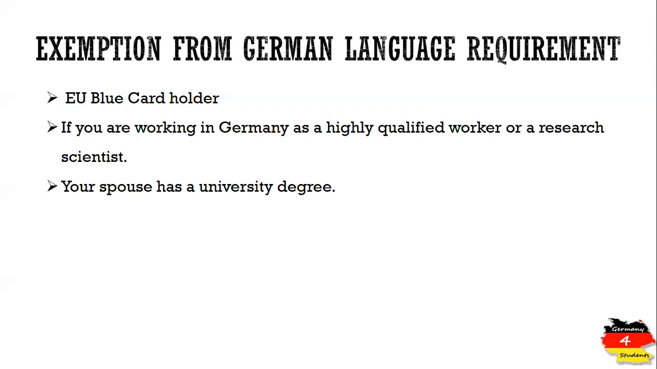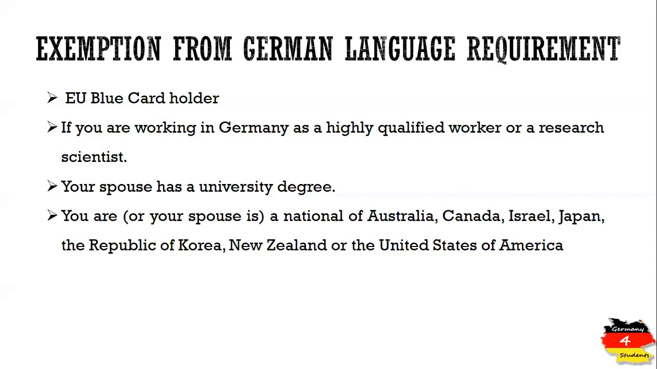So it's better to check the website of your German consulate or German embassy in your home country, so that you get the exact requirement whether you get this exemption or not. And then there are certain countries listed here. If the spouse is from those particular countries, or if you belong to these particular countries, then you do not need to learn German language until A1 level.